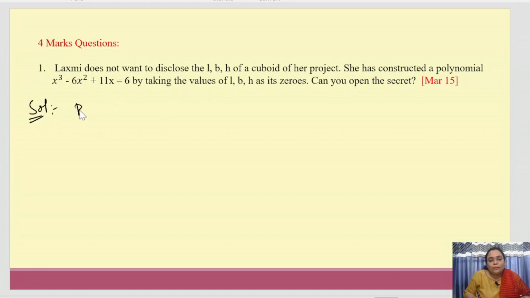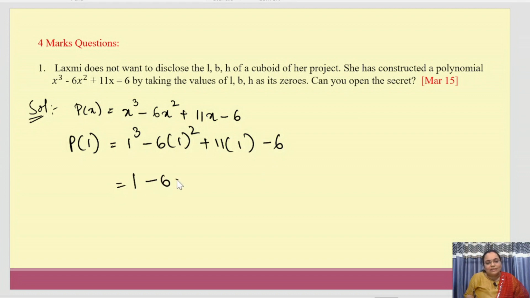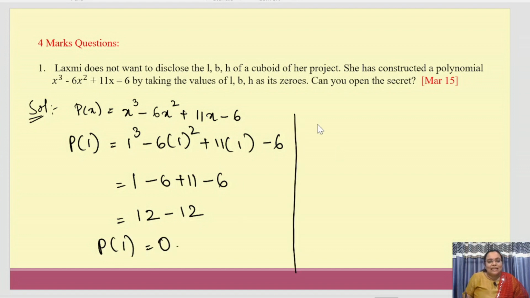So let us take this polynomial as P of x, that is x cube minus 6x squared plus 11x minus 6. First, let us put x equals 1. So P of 1 is equal to 1 cube minus 6 of 1 square plus 11 of 1 minus 6. So this will be 1 minus 6 plus 11 minus 6, which is 12 minus 12. So you will get P of 1 equals 0. So we can say that x minus 1 is a factor of P of x.